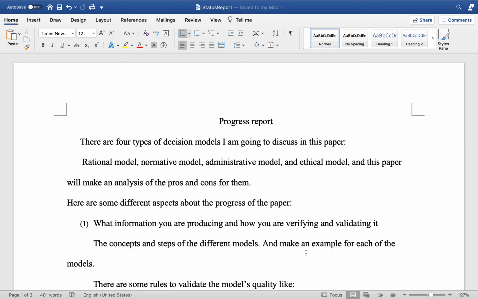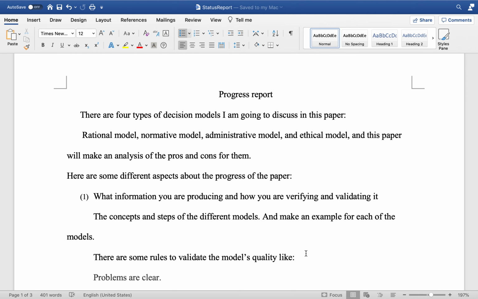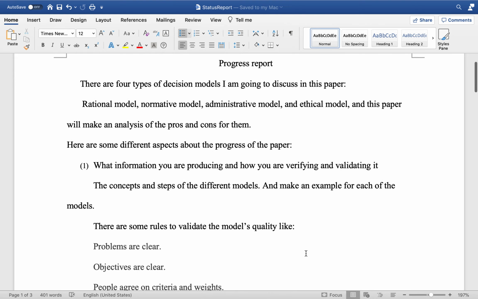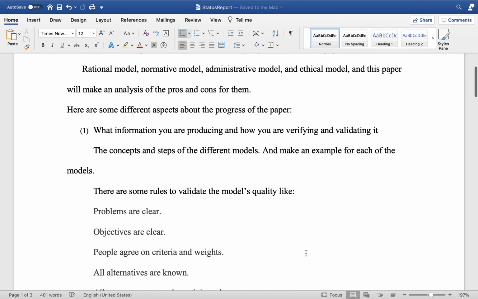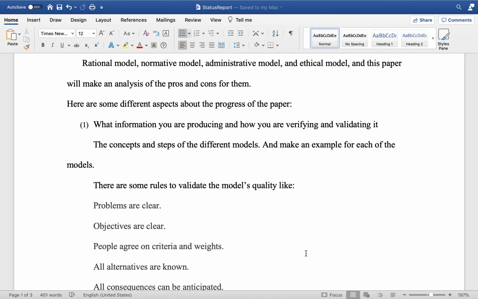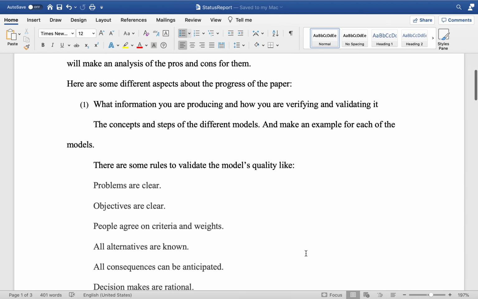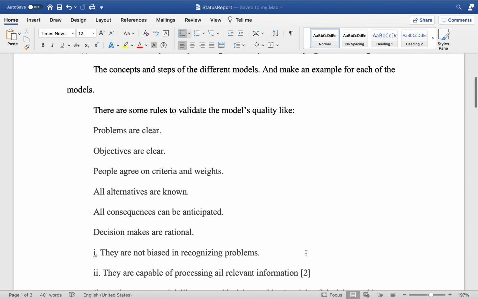Here are some different aspects of the progress of this paper. The first one is what information I'm producing and how I can verify it. I have produced the concept and the steps of the different models and made examples for each of them. And I have applied some rules to validate the models' quality, like whether the problems are clear, whether the objectives are clear, and whether people agree on the criteria and the weights.